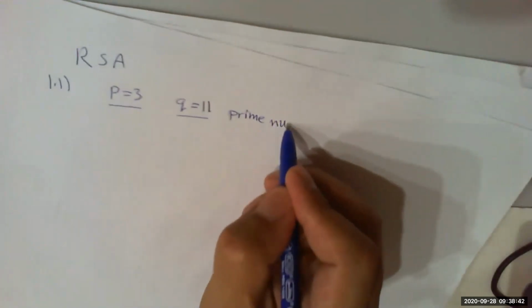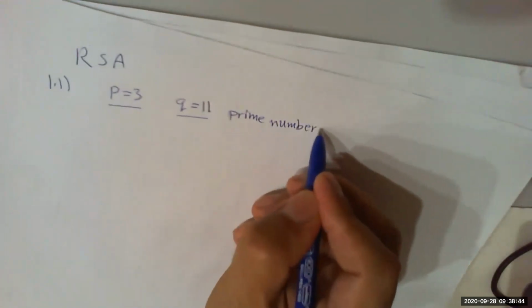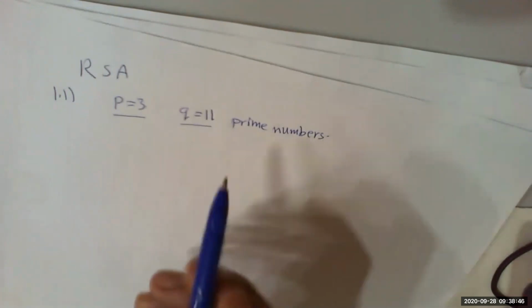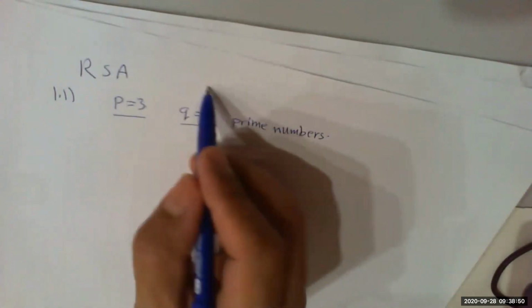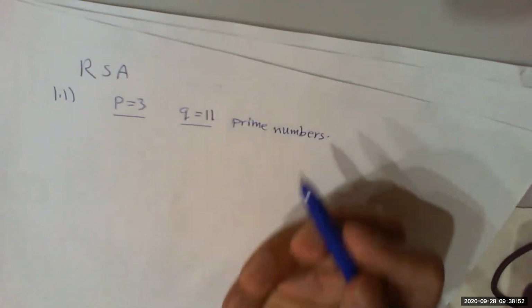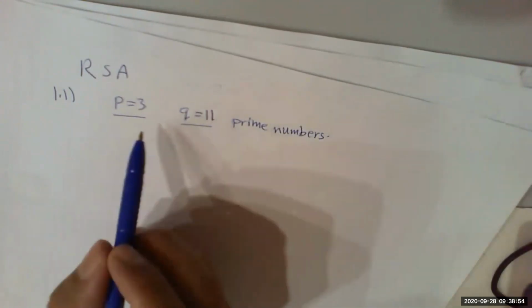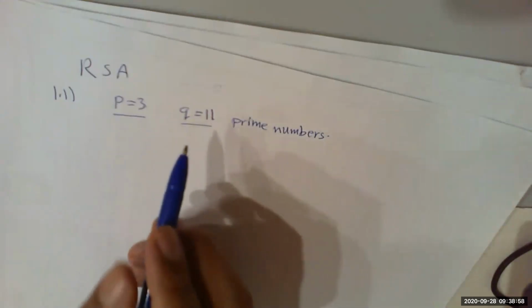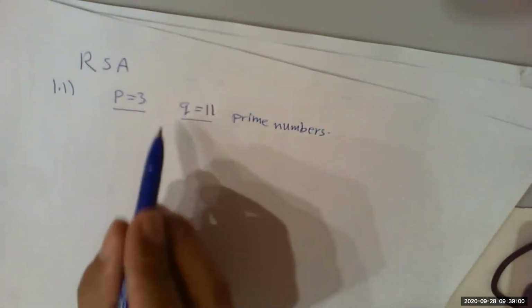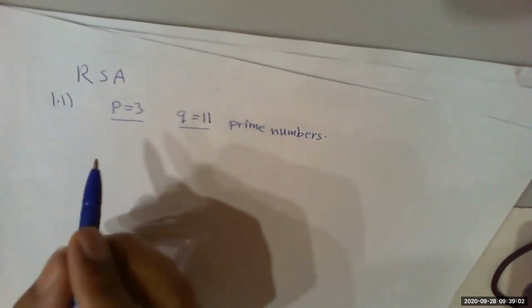I select two prime numbers randomly, but they should be big prime numbers. For example, 200 digits, very long numbers. But for simplicity, we introduce the concept with very, very simple prime numbers. But this is not actually what happens in commercial packages.